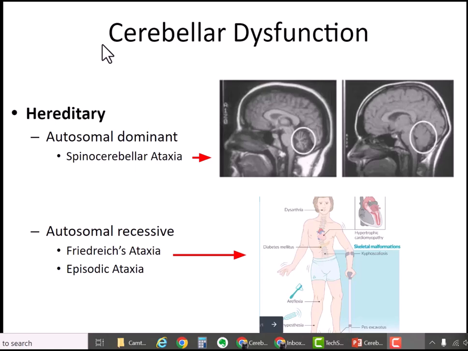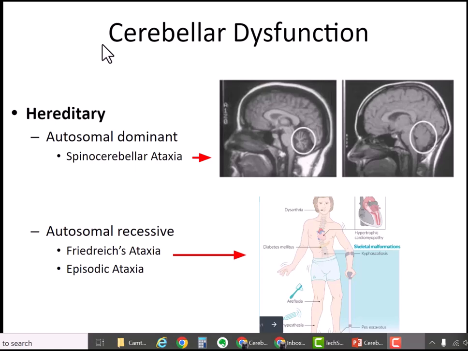Now, the picture on the right-hand side shows two MRIs. The one to the farthest right shows a circle over the area of a normal cerebellum, and the one juxtaposed to that has a circle over the area of the cerebellum of a person with spinocerebellar ataxia. And you can see that the person with SCA has a much atrophied cerebellum. Typical patient signs and symptoms are anything that you'd associate with cerebellum dysfunction, specifically ataxia, gait disturbances, dysarthria, that sort of thing.